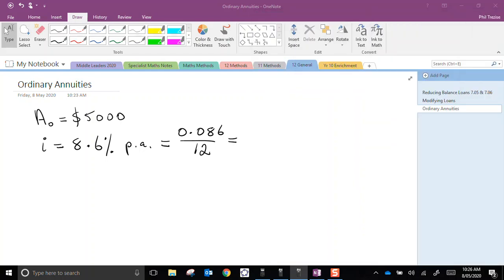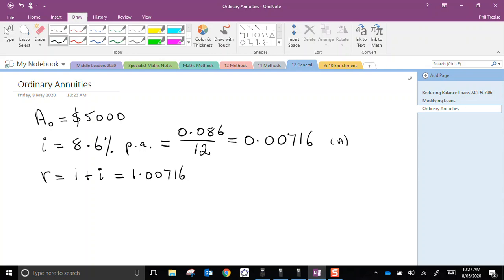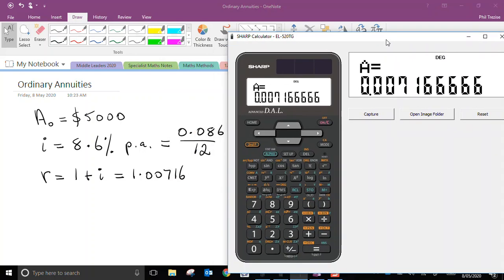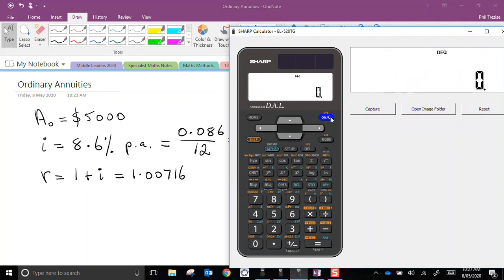So that number was, let me just see again, recall A, there it is. Now, I'll just write down on my page here, I won't try to write everything, it was 0.00716. I'm making a little note here that I'm storing that in memory A. Don't forget we have to calculate the value of R. R is defined as 1 plus I. So if we add 1 to this number, it'll be 1.00716.